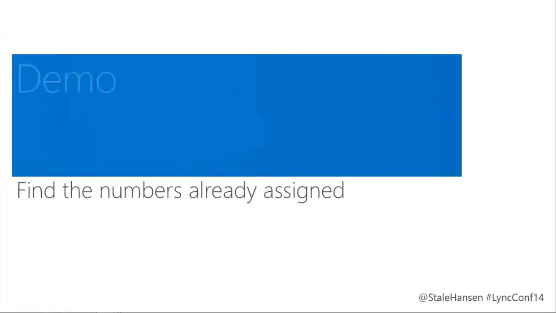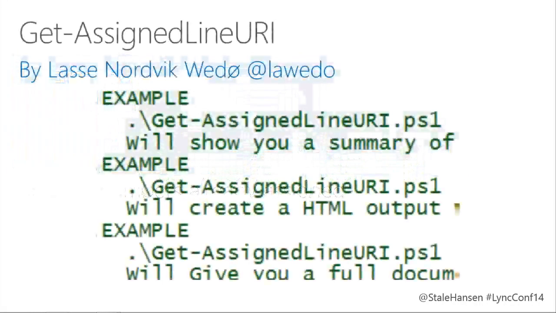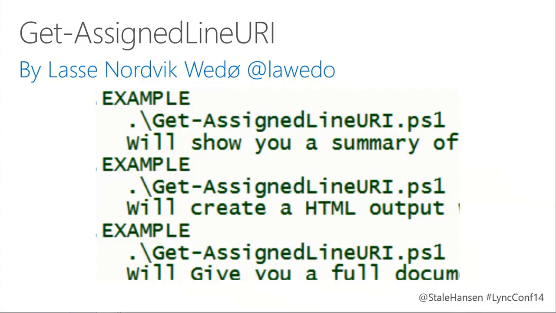So there's a script to find the numbers already assigned in the entire deployment. It's created by Lasse Norvik Vedø, and it's called Get-AssignedLineURI. So it's just a script to find all the numbers and dump them into the command prompt or into an HTML file or into grid view. So usually I just look at the main body of the script and highlight the examples he has.